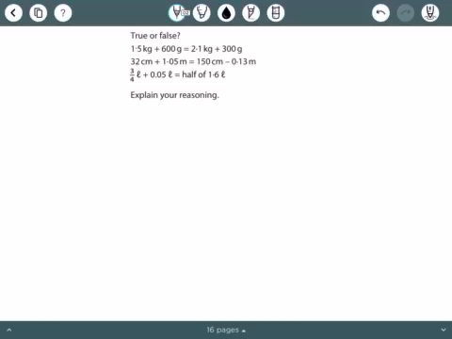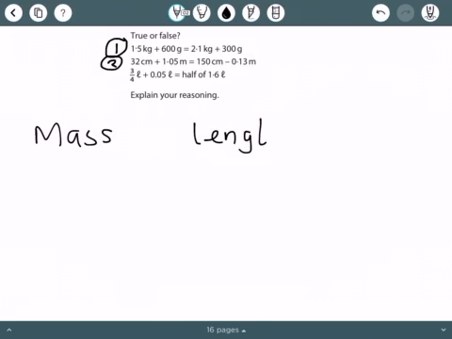If we have a look at this question here, it's asking us to compare measurements. In the first one, I'm going to number them. In the first one, we're looking at grams and kilograms, so the measurement of mass. In the second one, we're looking at meters and centimeters, so we're looking at measurements of length. And in the third one, we're looking at litres and millilitres, so measurements there of capacity, how much something holds.